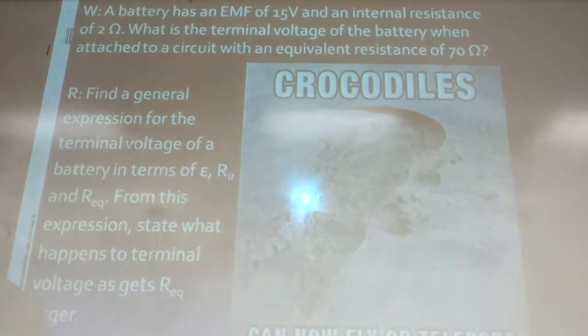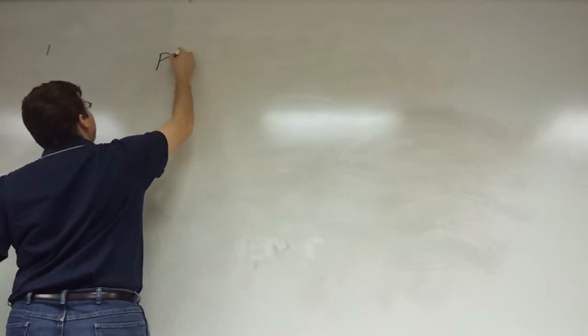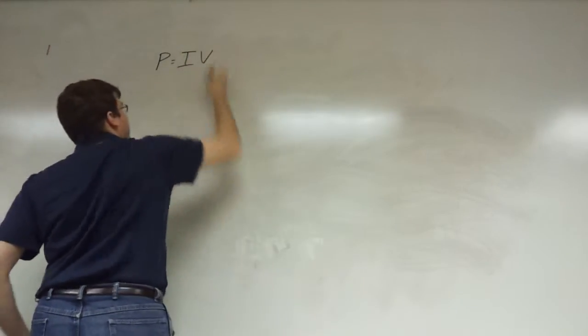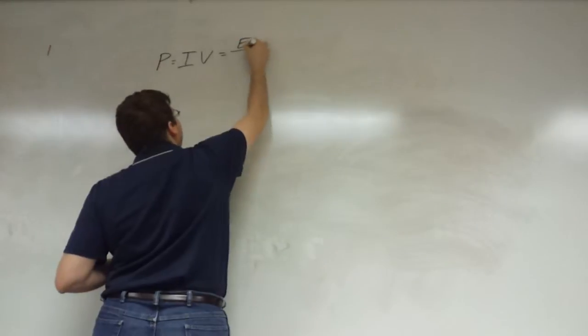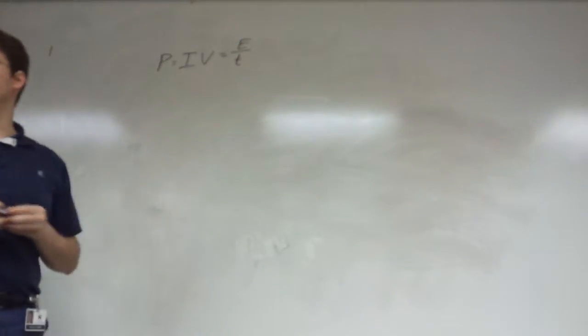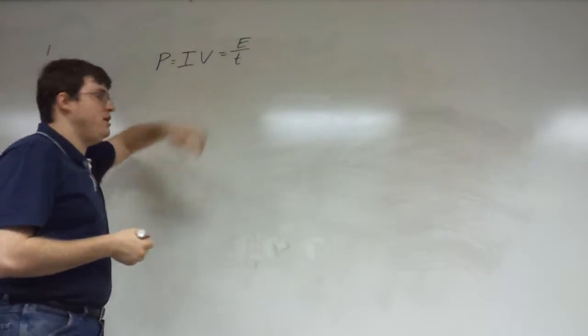So, real quickly, let's go over work, energy, and power for electric circuits. So the star of the show today is this equation. P equals IV. Power equals current times voltage. Now let me remind you of the definition of power. Power is energy per time. So power equals energy per time.